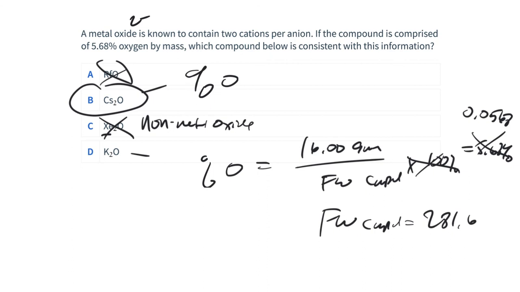So the compound is the metal times 2, plus O. And so if we subtract the 1 O mass, the M2 mass would be equal to 265.7. So if we just divide by 2, it would be 132.8. Cesium's 132.9.